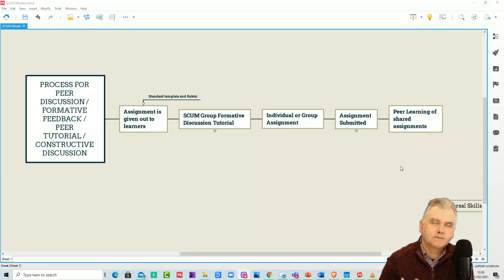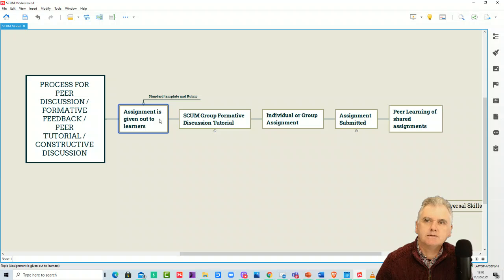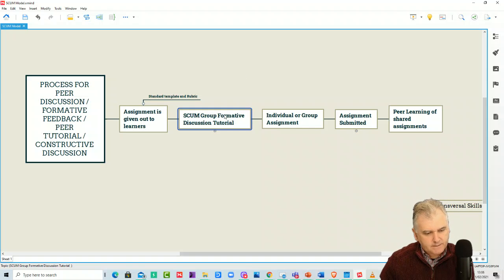obviously the lecturer comes up with the assignment, whether it's group or whether it's individual. The assignment is given out to the learners initially. Obviously we're going to use standard templates, standard rubrics in terms of how that assignment is constructed, all of that kind of stuff. So the next thing we came up with, we called it a Scum process, because we were originally going to call it Scrum, but we spelled it wrong.